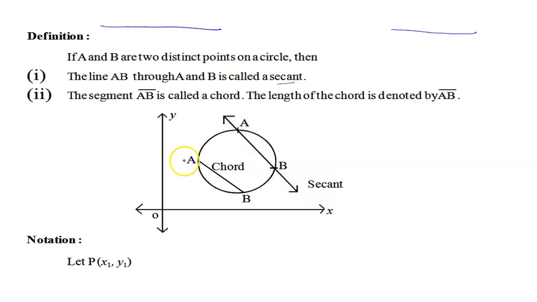If A and B are the end points, as we see in the figure, then the line segment AB is called a chord. If a chord is extended, that line is a secant. If a chord is not extended, it is just the end points, which we also call a line segment, and that is called a chord. A chord is a line segment, and if a chord is extended, it becomes a secant line.